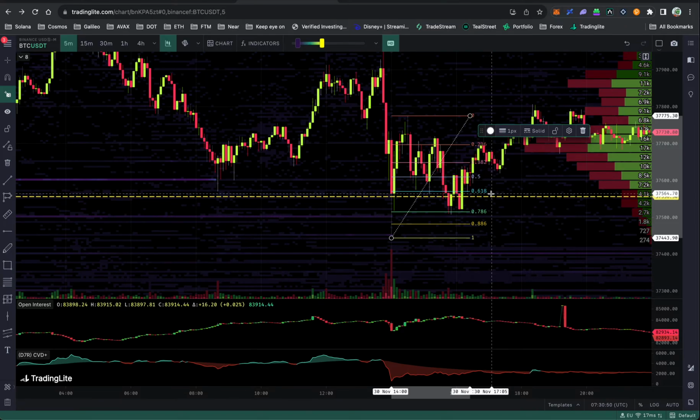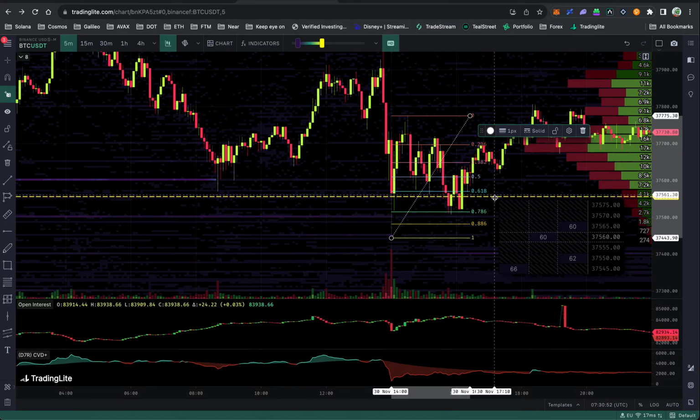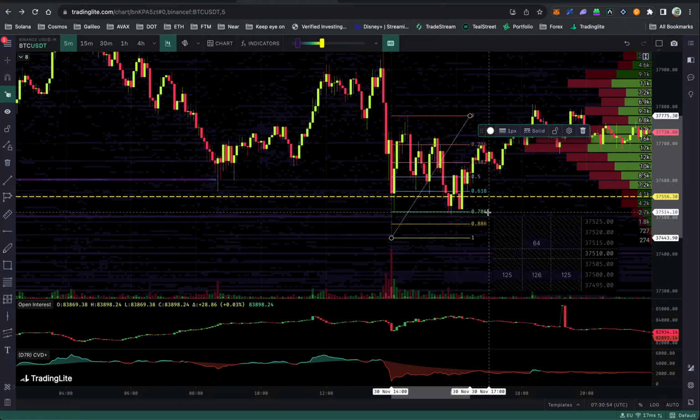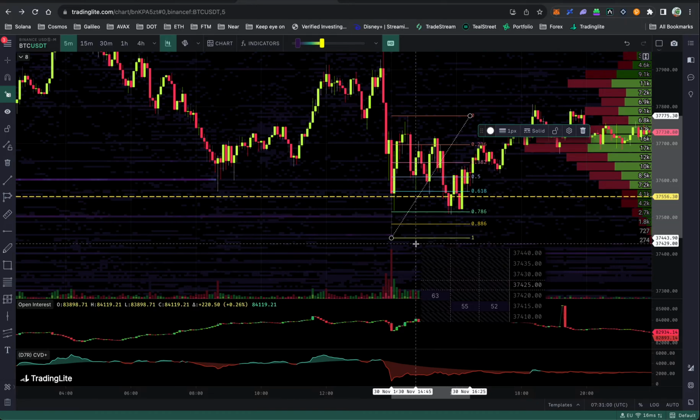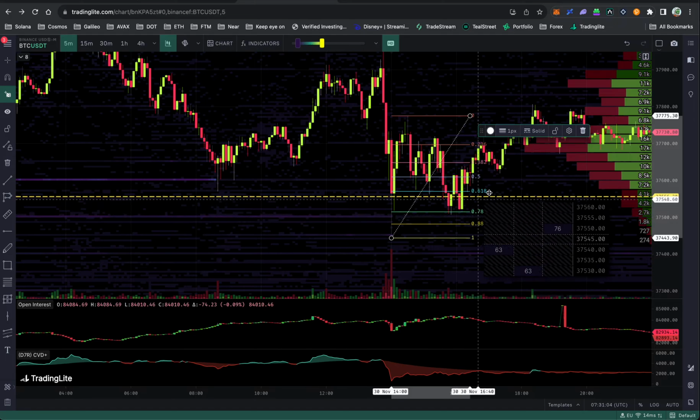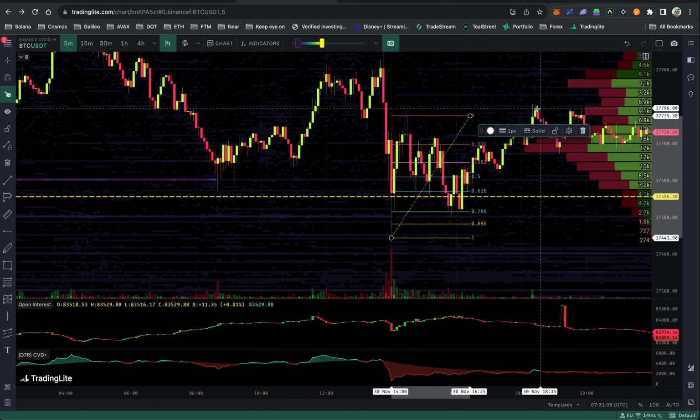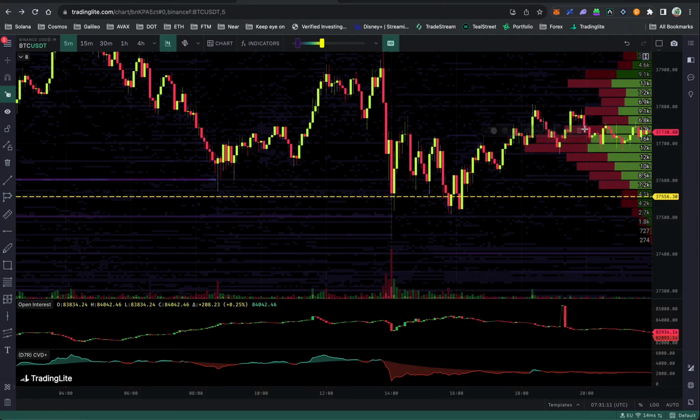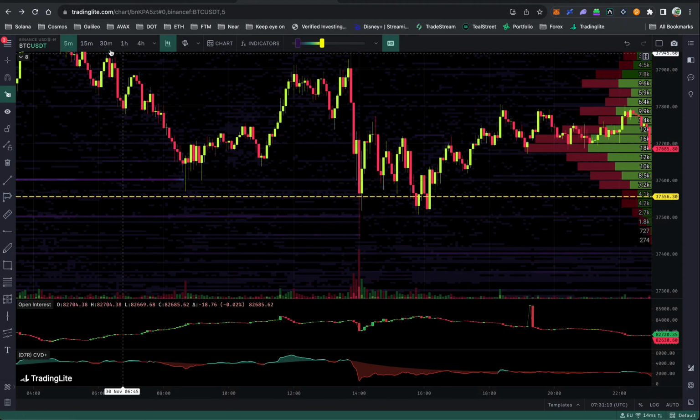Then as price retraced, I placed stacked orders from the key level that I identified where the liquidity was, which coincided with the 618 fib retracement, all the way down to the 786. Okay, so the golden pocket. My stop then went below the wick here, and as soon as we made a higher high here, my stop went to break even. Okay, so that's basically how I entered.